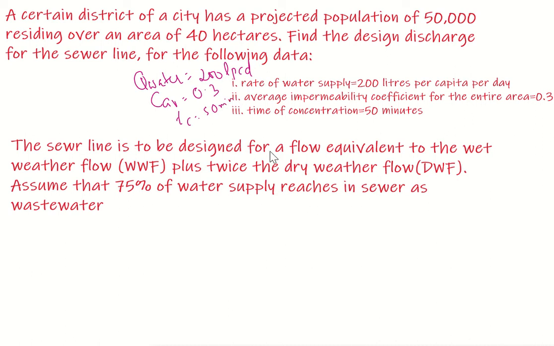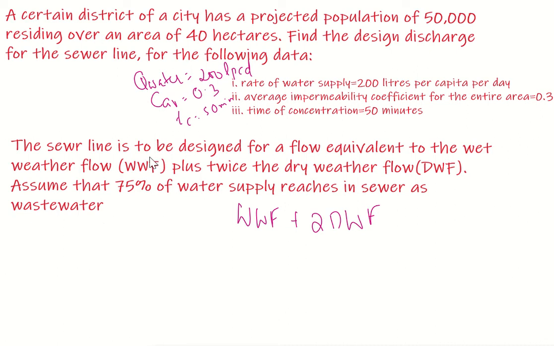The sewer line is to be designed for a flow equivalent to the wet weather flow plus twice the dry weather flow. So what is the sewer inflow? Sewer inflow will be equal to wet weather flow plus twice the dry weather flow. This is the total quantity of water that will be coming into this sewer. Assume that 75% of water supply reaches the sewer. See, this is the total water supply given to the community. Out of this, 75% after use will reach back to the sewer. So these are the details given.